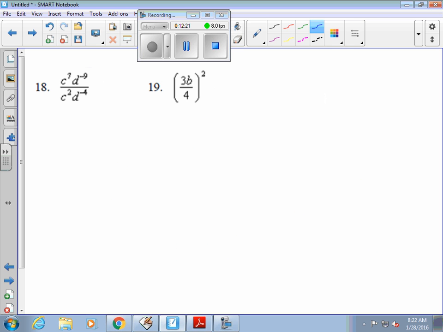Number 18 says c to the 7th, d to the negative 9th over c squared, d to the negative 4th. Again, dividing same bases, c and d. You subtract the exponents. c to the 7th minus 2, just like that, is going to be c to the 5th. d to the negative 9 minus 4.